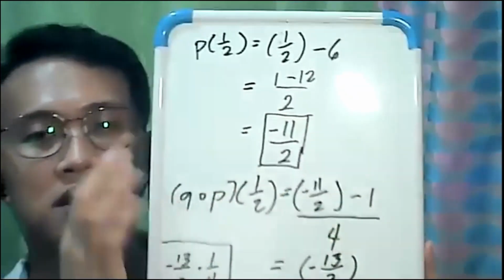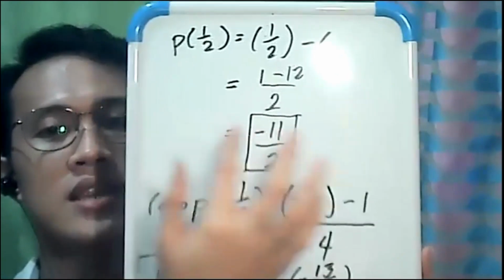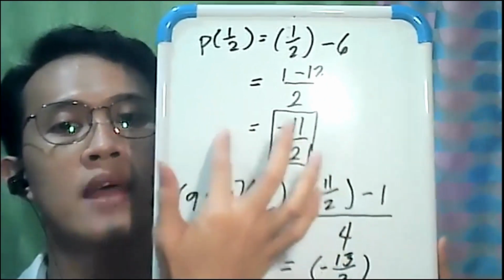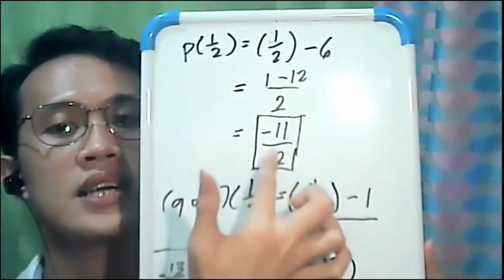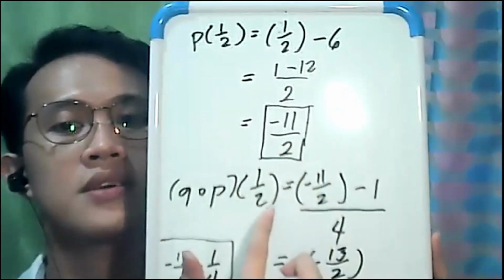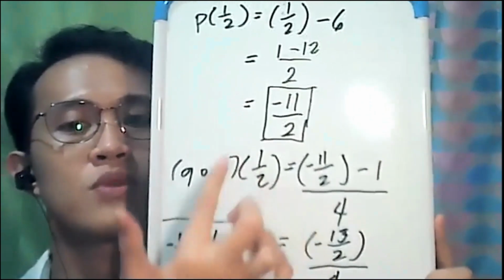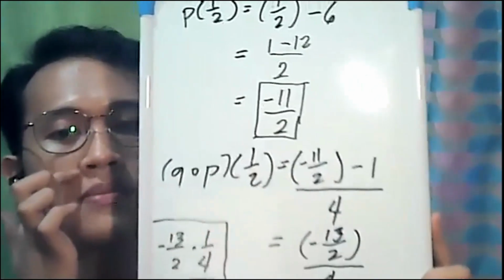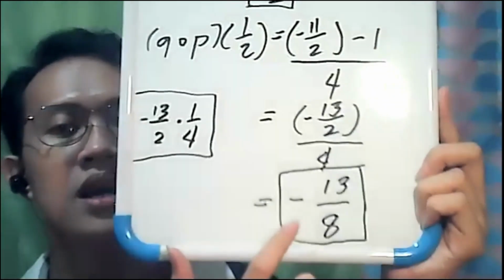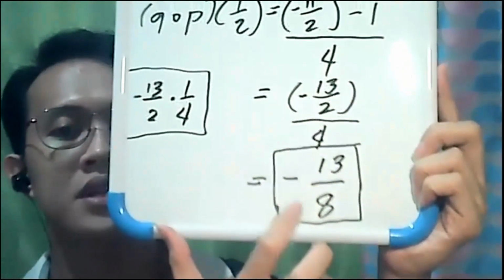Actually, it's inverted because it's on the camera. I'm so sorry for that. So next, 1 minus 12 is negative 11 over 2. Therefore, your value here for the x in the composition will be negative 11 over 2. So basically, we will arrive at the same answer, negative 13 over 8.